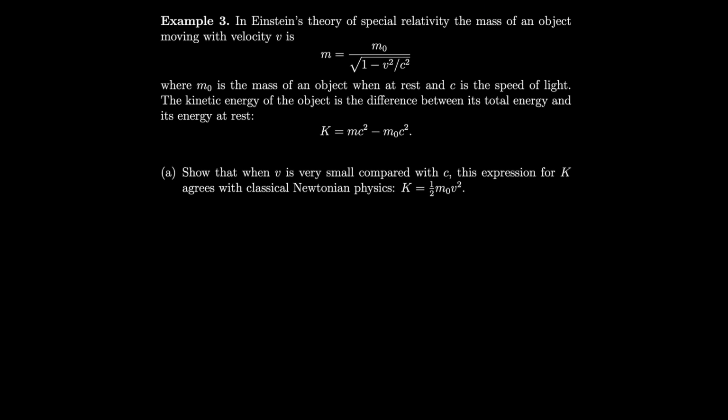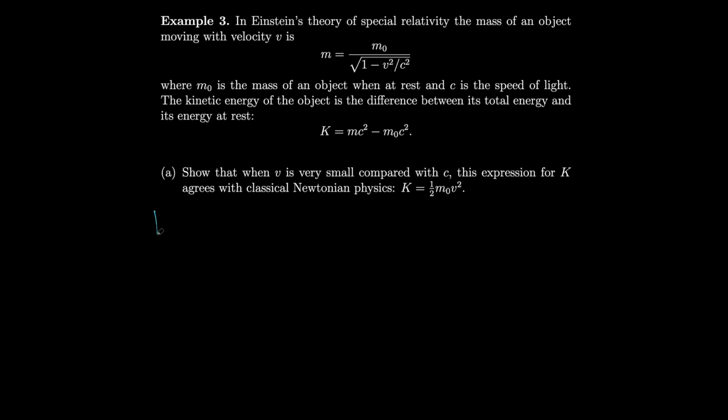In Einstein's theory of special relativity, the mass of an object moving with velocity v is m equals m naught over square root of 1 minus v squared over c squared, where m naught is the mass of an object when at rest and c is the speed of light. The kinetic energy of the object is the difference between its total energy and its energy at rest. So the kinetic energy K is mc squared minus m naught c squared. Show that when v is very small compared with c, this expression for K agrees with classical Newtonian physics. In other words, K equals half m naught v squared.